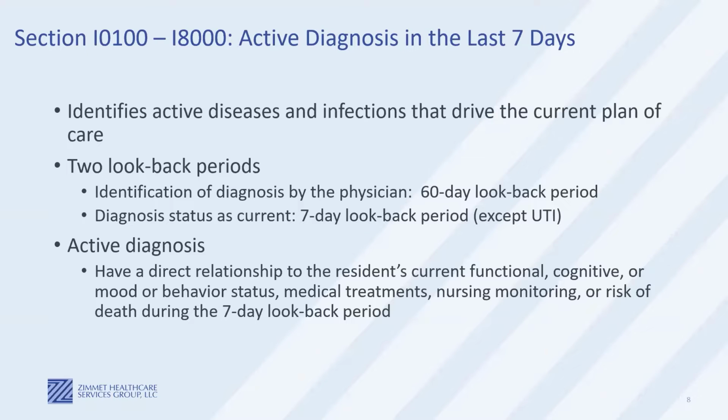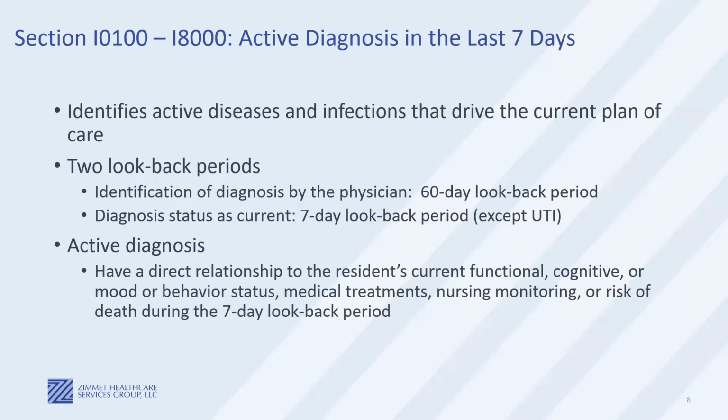Essentially, our active diagnoses have 2 look-back periods: identification of the diagnosis by the physician in the past 60 days. Again, that could be the physician, the nurse practitioner, other non-physician provider who is allowed to diagnose. So that has to be somewhere in the record identified in the 60-day look-back period from that assessment reference date. Then it also has to be current and support that it's current in the 7-day look-back period, again, except UTIs, which is 30 days.